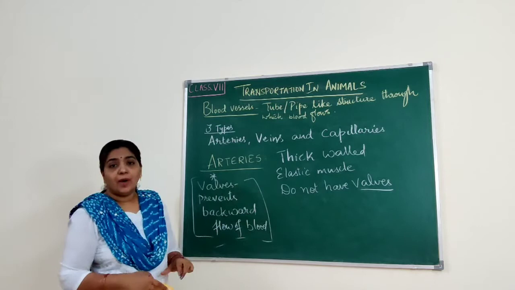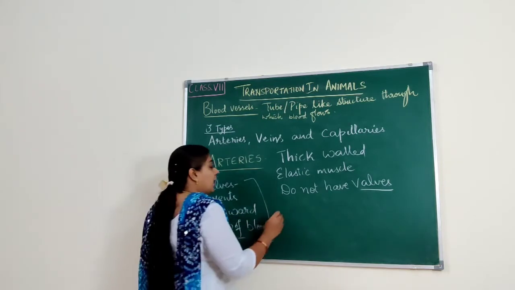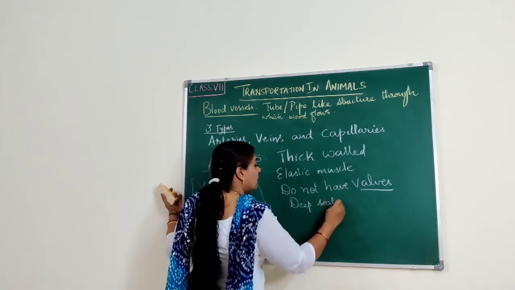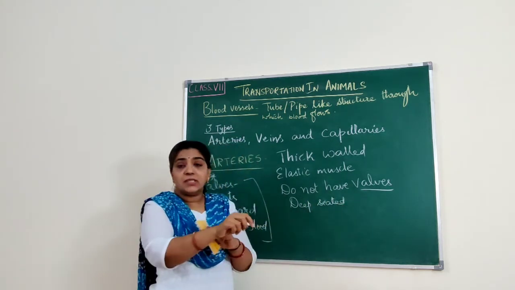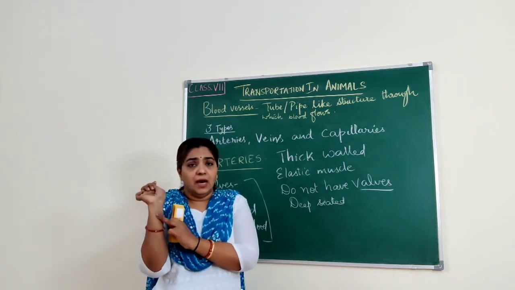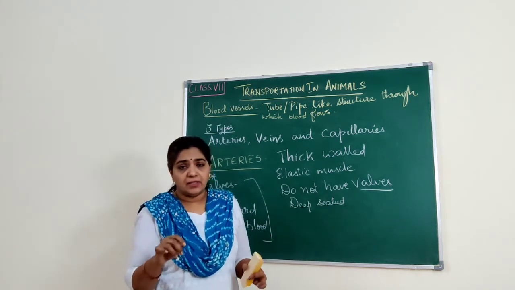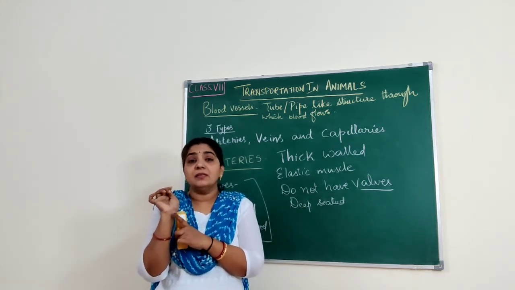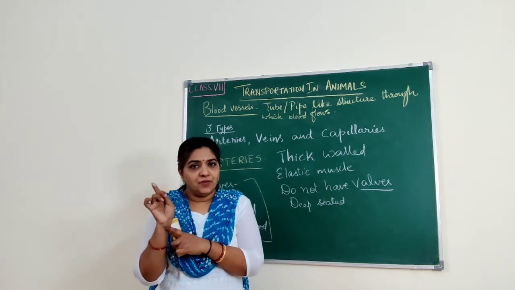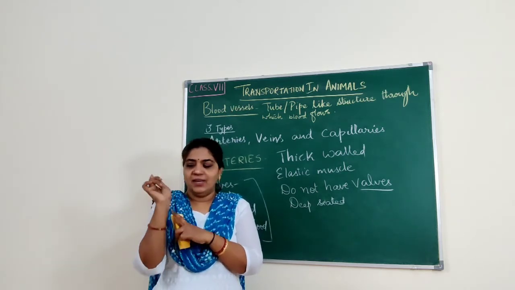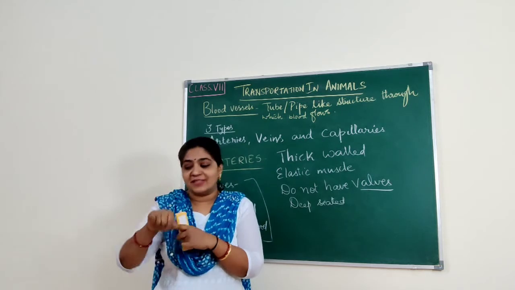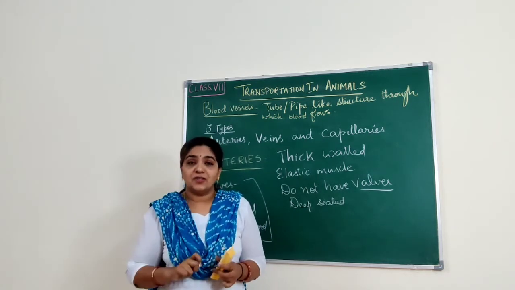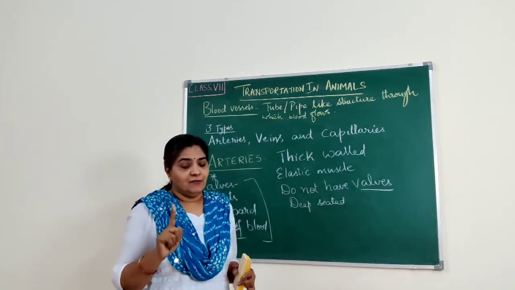In arteries, valves are absent, and arteries are deep-seated. Deep-seated means we cannot see arteries. Only here we can see one of the major arteries, right? Usually people say this as nara. Nara is nerve. So nerve is different, blood vessel is different. Whatever we can see is a blood vessel. Here you can see the blood vessel, the greenish color. That is actually a blood vessel. We cannot see nerves.